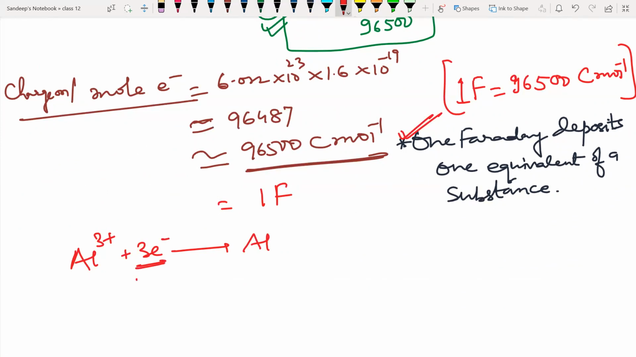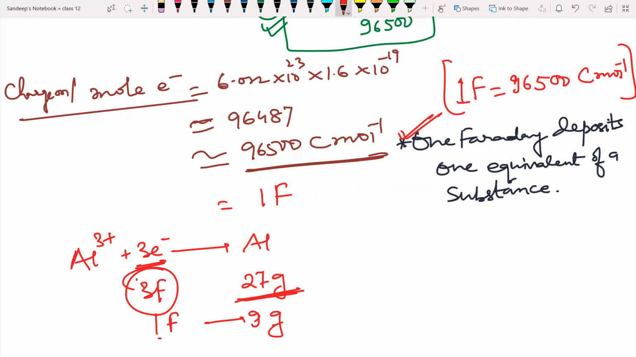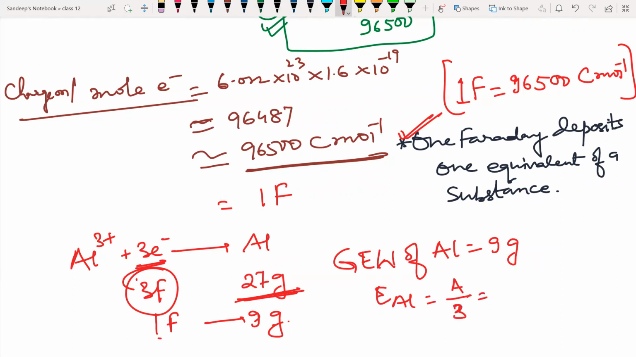You know that 3 moles of electron are required to reduce 1 mole of aluminum. So 3 Faraday gives 27 grams. Suppose they ask you how much 1 Faraday will reduce? So 9 gram. That is also equal to the equivalent weight in grams. So the gram equivalent weight of aluminum is 9 gram. The equivalent weight of aluminum is simply atomic weight by valency. Valency is 3, so that is 27 by 3, that is 9. When equivalent weight is expressed in gram, it is called gram equivalent weight.